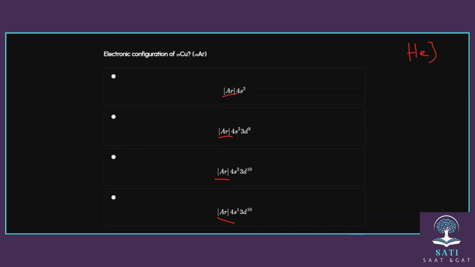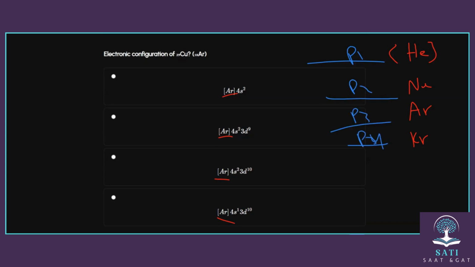Helium takes 2, then neon takes 10, and argon takes 18, and krypton takes what? 36. And we know that after each one, the period is finished. Here period 1 is finished, here period 2 is finished, here period 3 is finished, and after that, period 4 is completed. Good.